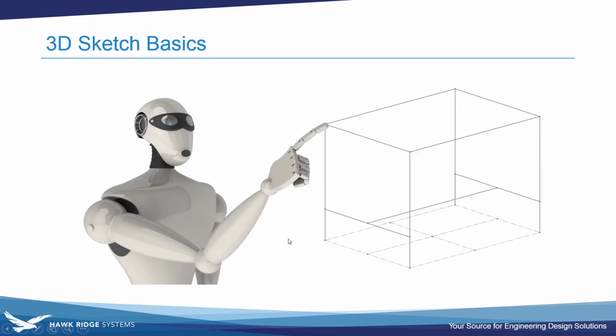All right. So for the first one, we're going to talk about some basics of 3D sketching. And what I'm going to do is basically what my robot here, Raiden is his name, is doing. He's kind of sketching with his finger in the air in 3D space. And that's what we're going to do. I'm not going to do that in the air, of course. I'm going to do that using SOLIDWORKS.